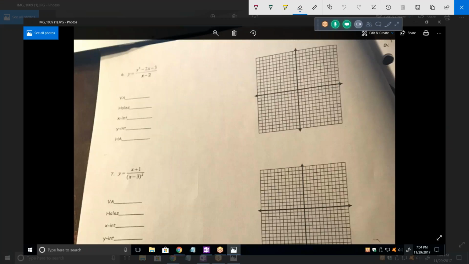So where do we start here? Where's the vertical asymptote? That's the bottom part equal to 0, so it'd be 2. Yeah, x equals 2. So let's draw it in there. Okay.